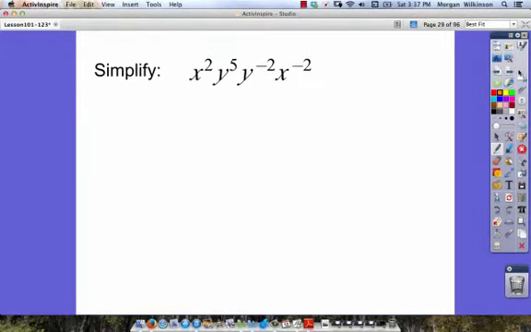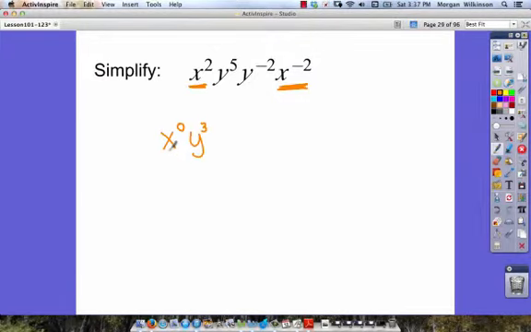Here we have to simplify. And in this problem, we're going to look at how many powers of x we have. We've got x to the 2nd power and x to the negative 2nd power. Well, if we look at those, we've got x to the 2 minus 2. That's 0. x to the 0th power. And then we have y's. We have y to the 5th and y to the negative 2nd. 5 minus 2, that's 3. So we get x to the 0, y to the 3rd.